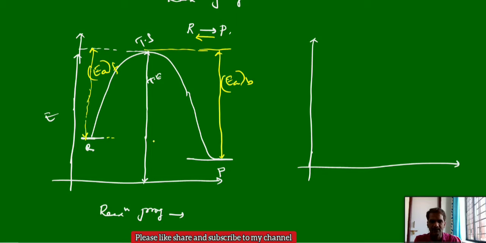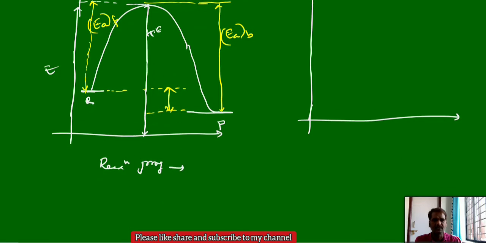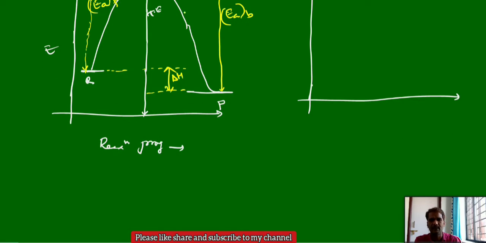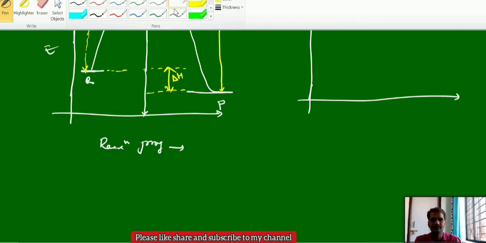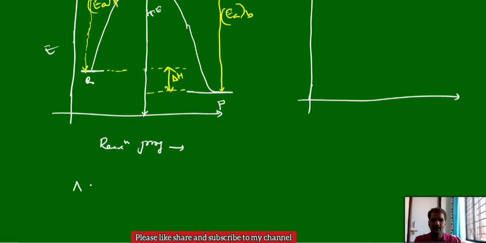Here you can see the difference between the energy possessed by the reactant and product molecules, here to here. The average energy possessed by the reactant and the average energy possessed by the product, that is called enthalpy change. This is the value, enthalpy delta H. So you can write one formula here, delta H is equal to enthalpy of products minus enthalpy of reactant.